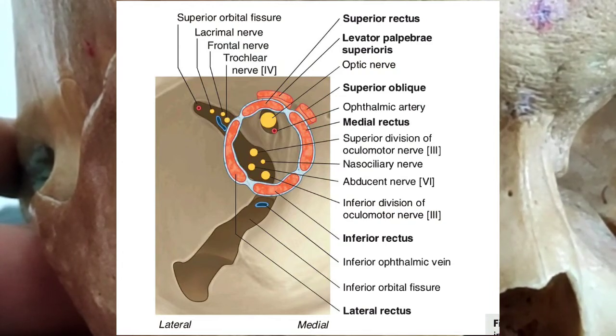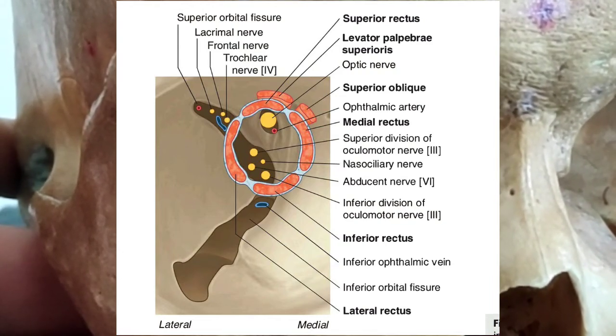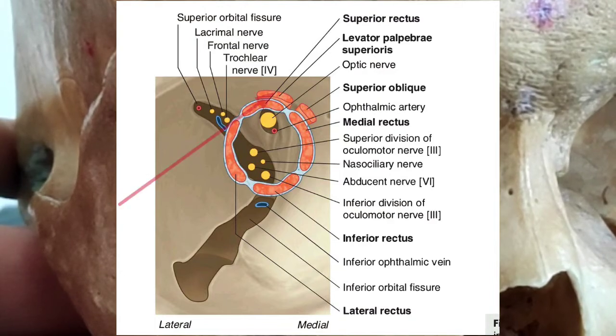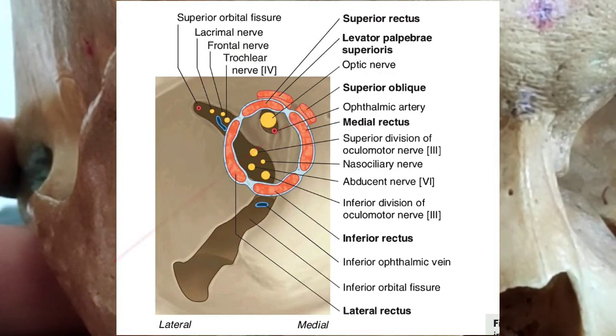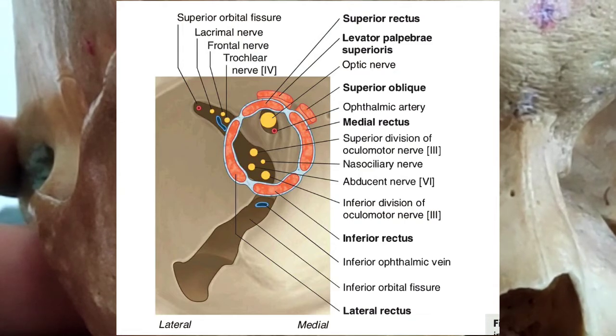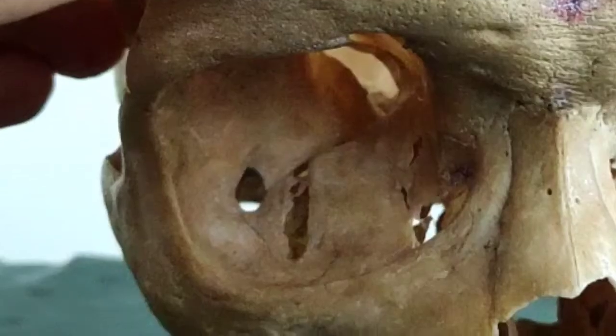Outside the tendinous ring, the orbital surface of the lesser wing gives origin to the levator palpebrae superioris and, more medially, to the superior oblique muscle. All these features are clearly shown in this diagram.